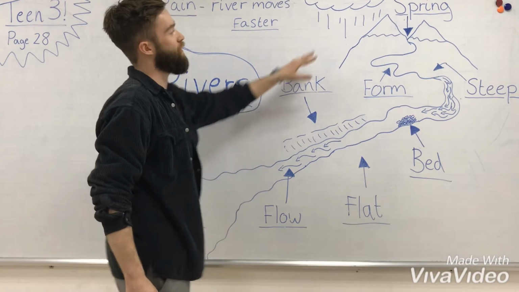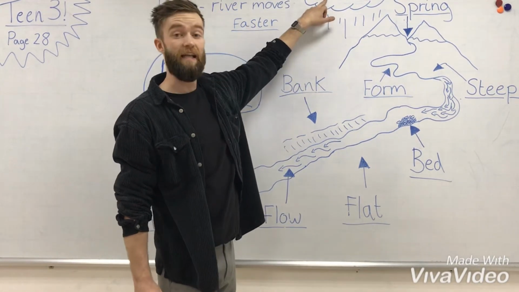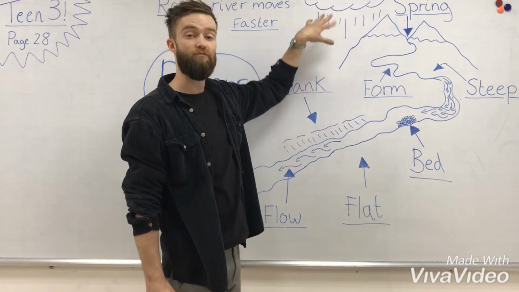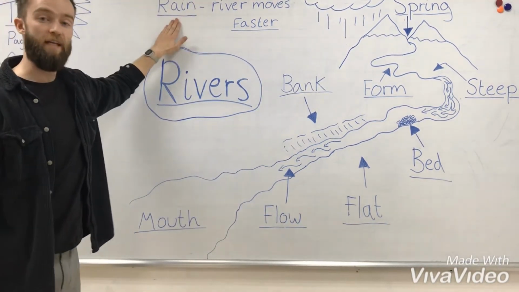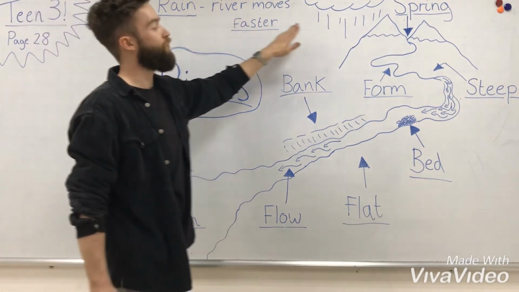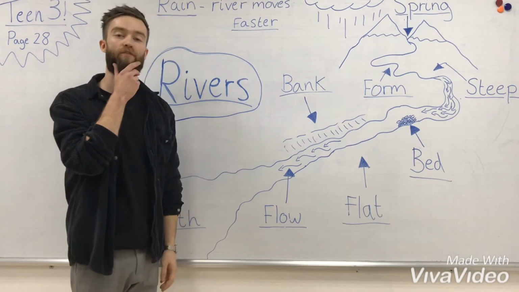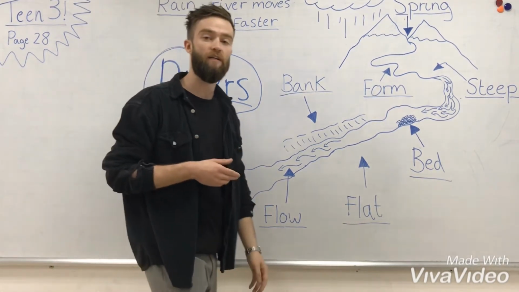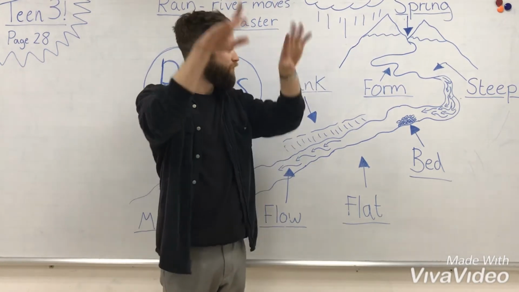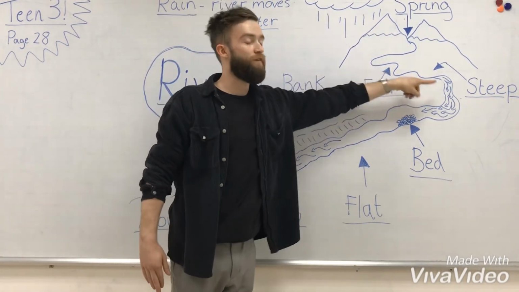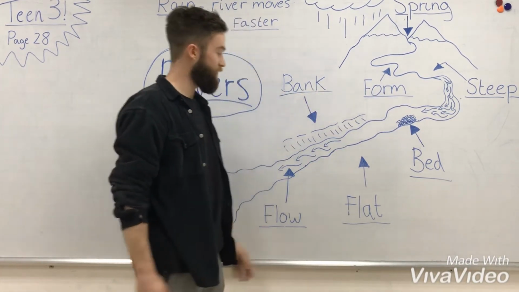Now, if you look at the top here, at the top of the mountains, you can see clouds. And it's raining, okay? When it's raining, the river moves faster. Why do you think the river moves faster when it's raining? Well, it's because there is more water flowing down into the river. So it makes the river move faster, okay?